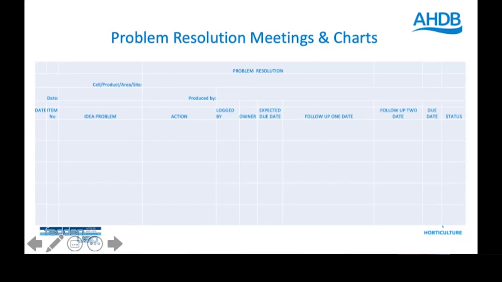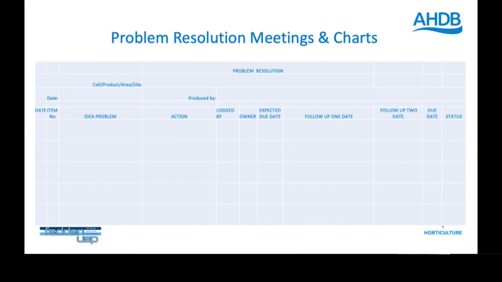Log by was who saw the problem in the first place. Who is it that's going to own it and try and fix it and resolve it? When you expect to have it done by? And then follow-up 1 and follow-up 2 is just a way of updating on progress. It might well be that it's got a bit of a lead time behind it, so it might take 2 or 3 weeks to be able to do it. So just by writing that up, that you've procured the materials, say, and they'll be delivered to site in 2 weeks' time, it's just a way of giving people some feedback to say, yeah, it's in progress. We haven't forgot about it.